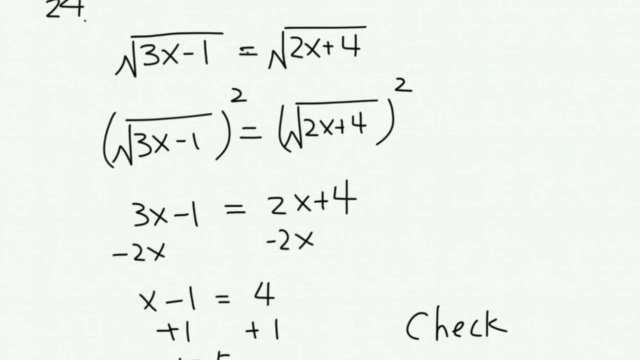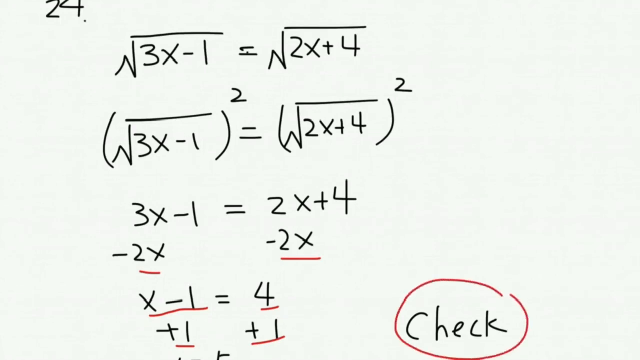Question number 24. Square root of 3x minus 1 equals the square root of 2x plus 4. I'm going to square both sides to get rid of the radical expressions. 3x minus 1 equals 2x plus 4. Subtract 2x from both sides. On the left hand, I have x minus 1. On the right hand, I have 4. Plus 1 to both sides to find x equals 5. And one last time, don't forget to do your check by plugging in x equals 5 back into the equations.